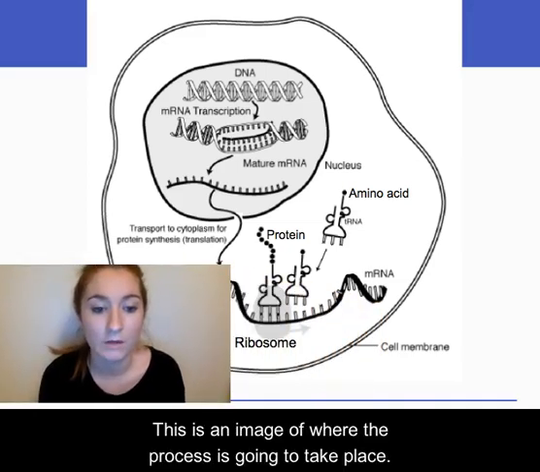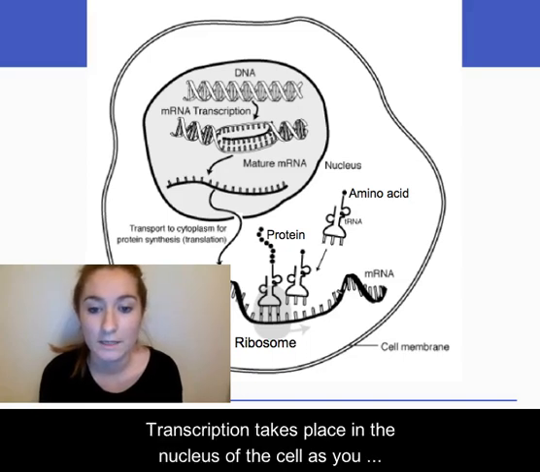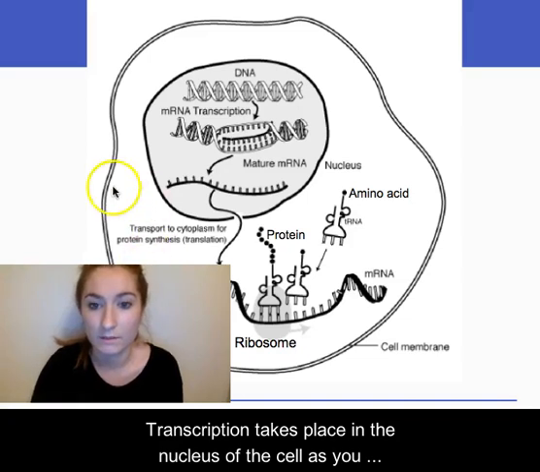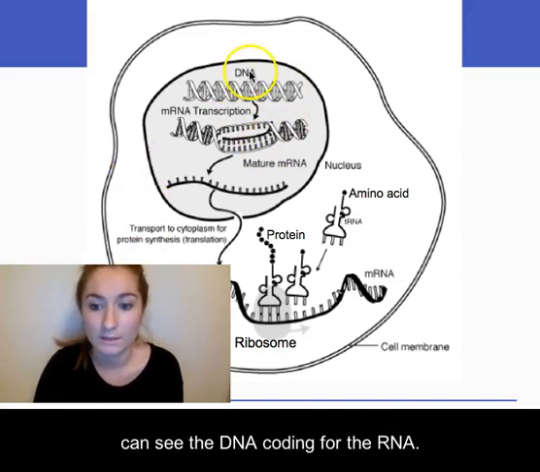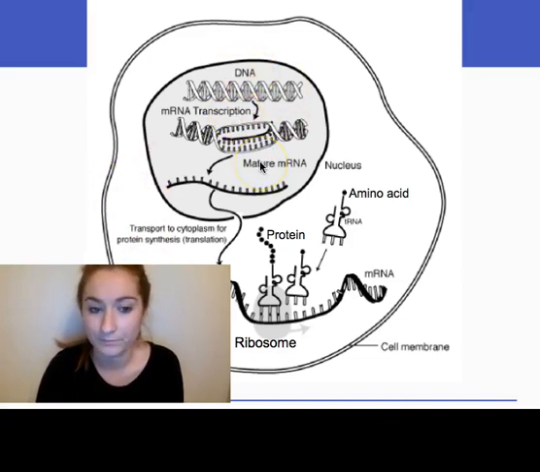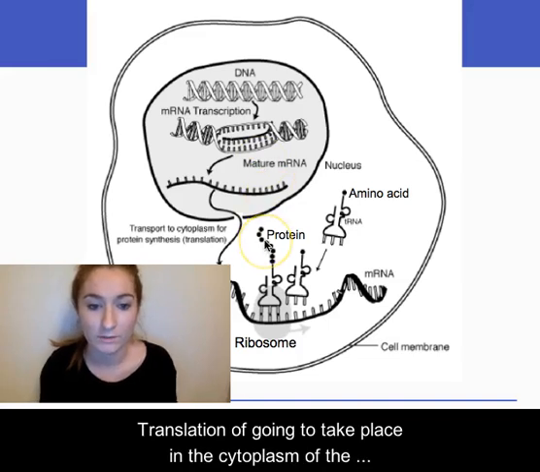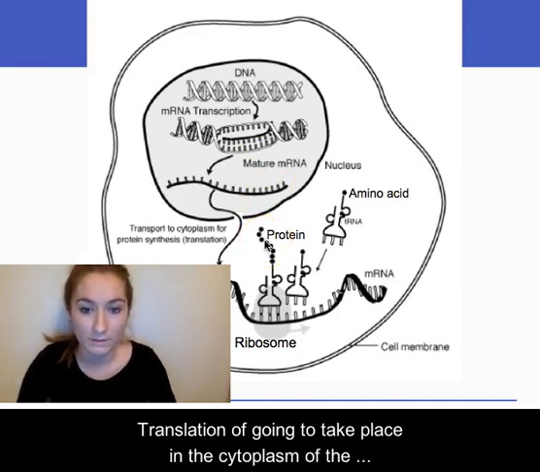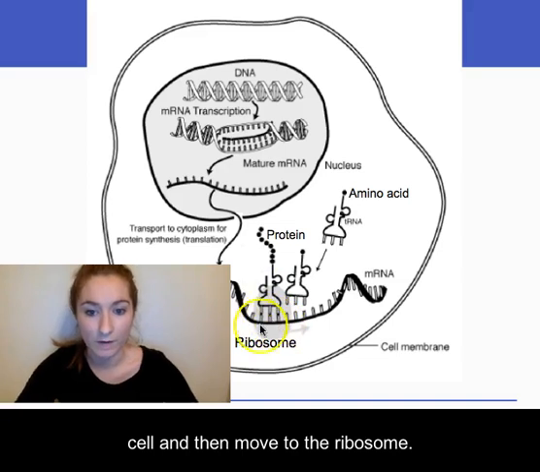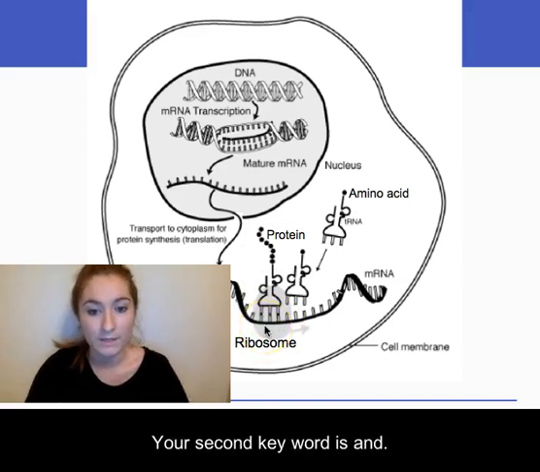This is an image of where the process is going to take place. Transcription takes place in the nucleus of the cell, as you can see the DNA coding for the RNA. Translation is going to take place in the cytoplasm of the cell and then move to the ribosome. Your second keyword is AND.